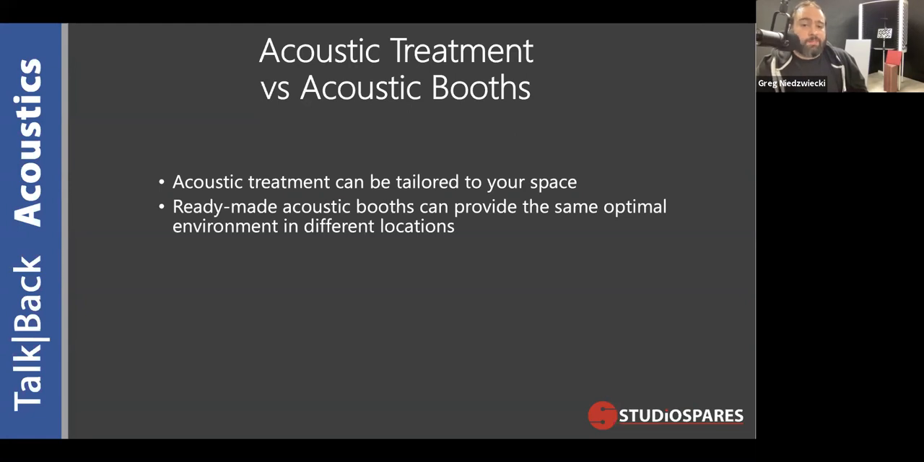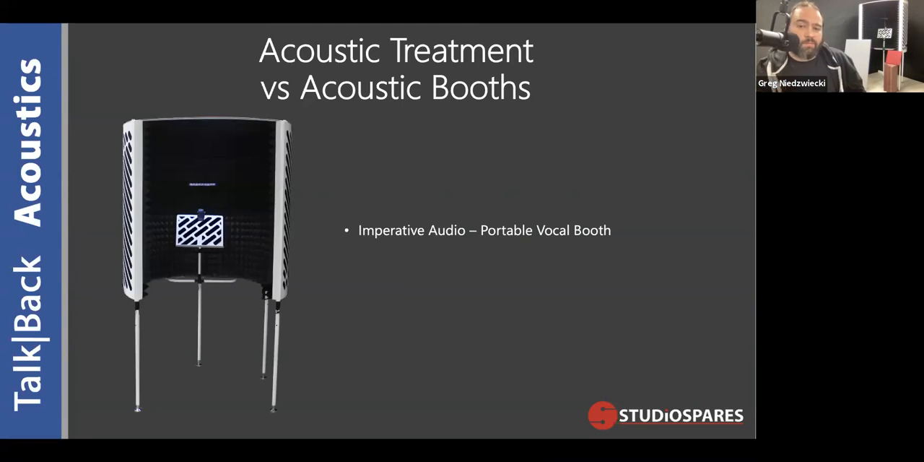A ready-made acoustic booth or other types of products, such as the Imperative Audio portable vocal booth, are designed to take the guesswork out of it. So these will give you the optimum environment to record in, whether it's in your studio or you're taking a portable vocal booth down to your rehearsal room to maybe just record some demos, or taking it around your neighbor's house to record a podcast. It's going to give you the same results each time, as opposed to if you've built a studio, you're only going to get those results in your studio.